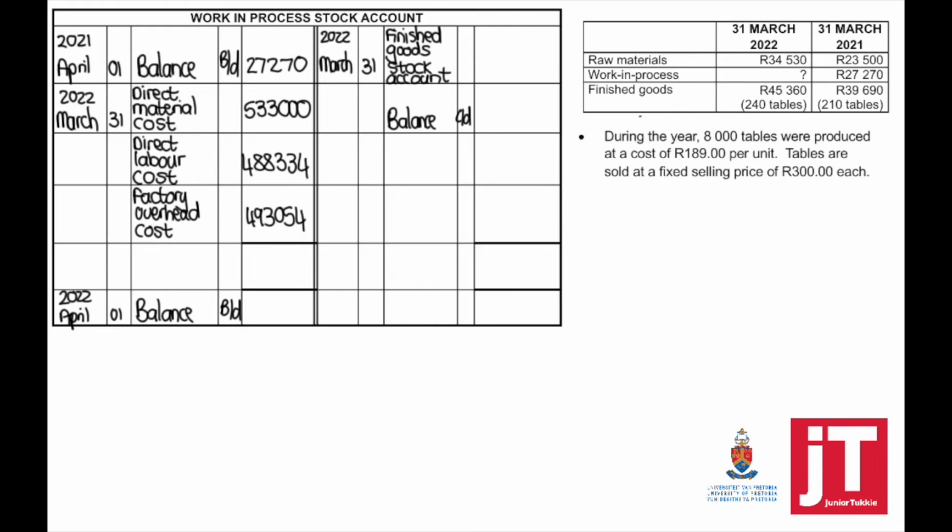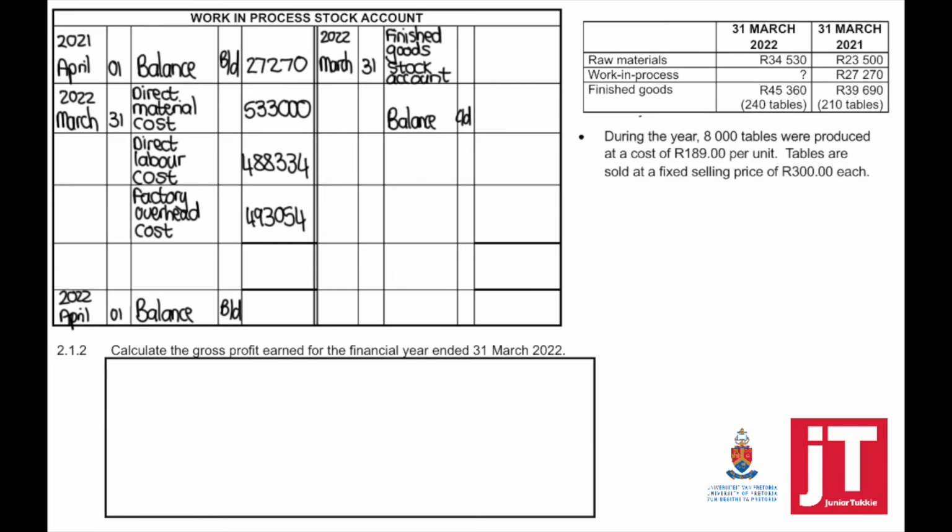It says there, during the year, 8,000 tables were produced at a cost of $189. Tables are sold at a fixed selling price of 300 Rand each. So based on that, I can solve the finished goods stock amount, the total cost of goods produced or manufactured this year. What I'm going to do now, at the same time, while I'm solving that, I'm going to complete the next question that says calculate the gross profit earned for the financial year ended 31 March.